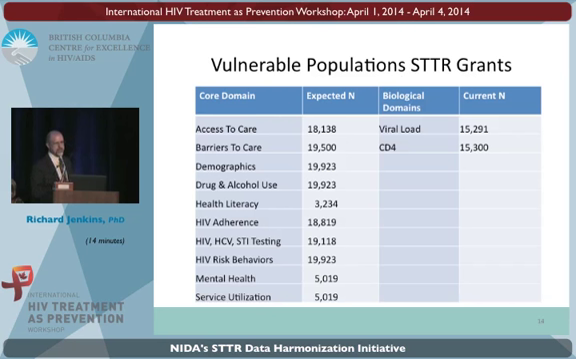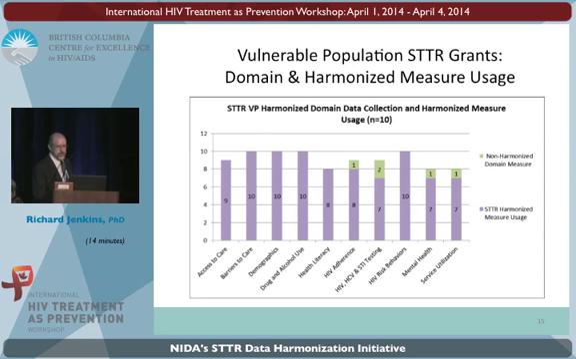Okay, in terms of our vulnerable populations grants, again, much larger N, and the majority of these studies are recruiting people who are HIV positive at baseline. The experience in terms of harmonization is somewhat better than with the criminal justice grants. These were funded a year later, and despite the heterogeneous nature of the populations, we had the earlier experience to build on.